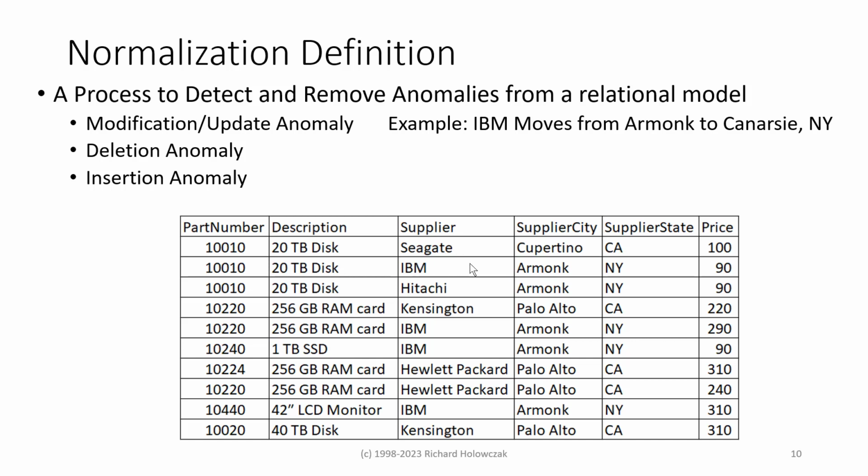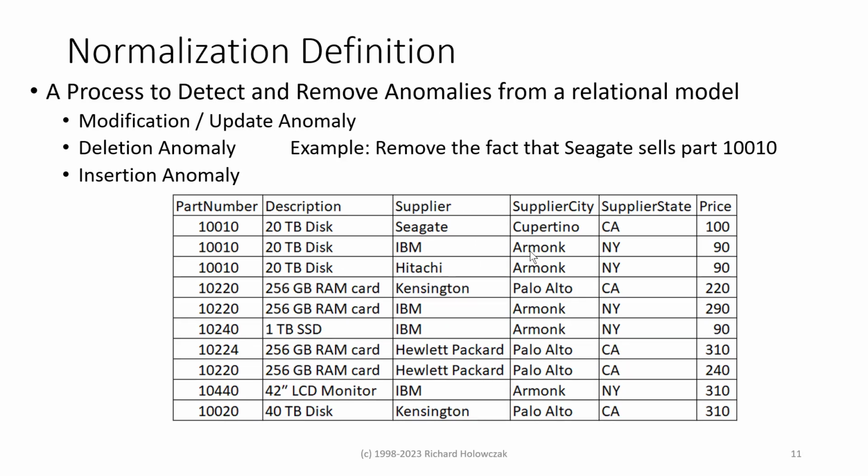We would have to update it in multiple places. So it doesn't really matter how many. The idea is it's one fact. IBM is headquartered in Armonk. We're going to change that to Canarsie, but we have to go and visit multiple rows in order to get that one fact changed. The next example is what we call a deletion anomaly.